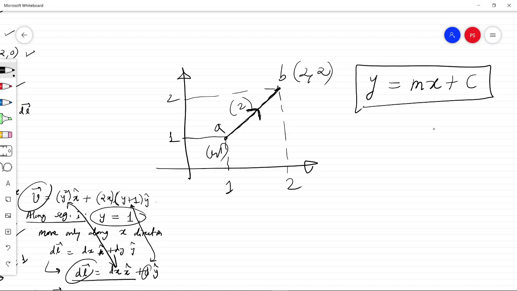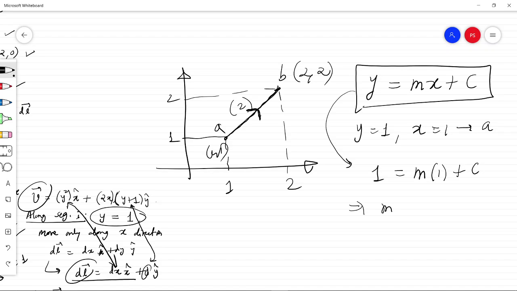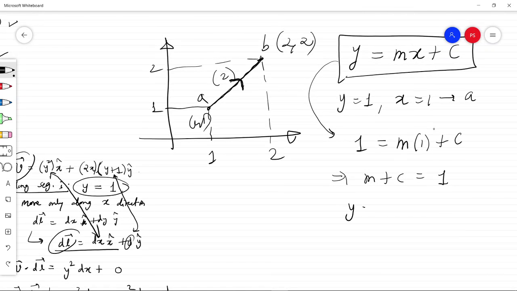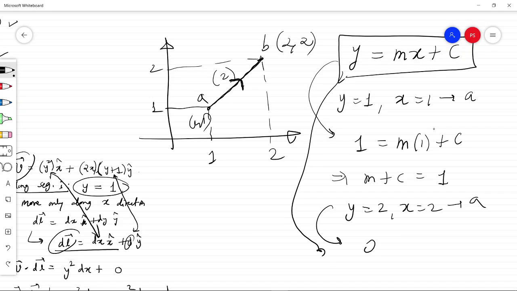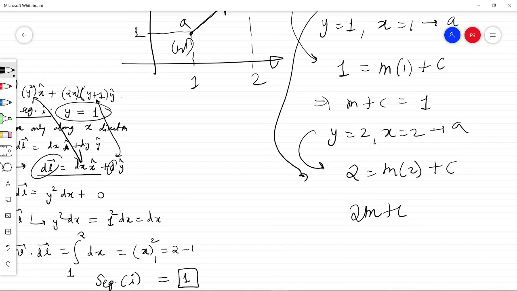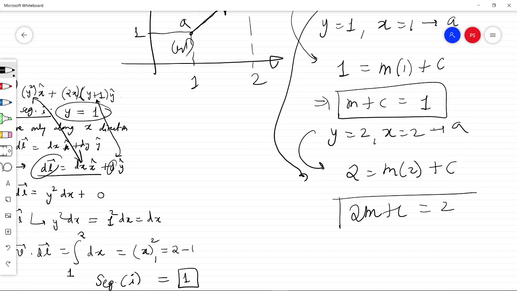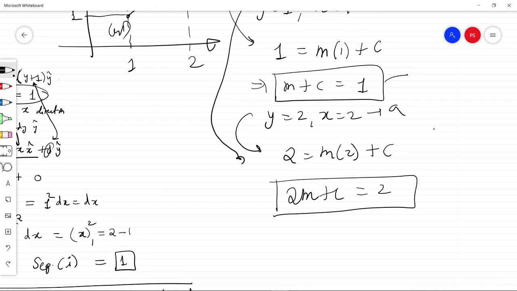Now if we substitute the value y equal to 1, we have x equal to 1, which is point A. So if we use this, 1 is equal to m into 1 plus c. So m plus c is just 1. Now for point B, we have y equal to 2 and x equal to 2. So if we use this here, we have 2 equal to m into 2 plus c. That is, 2m plus c is equal to 2. Now if we solve these two equations, we just multiply this by 2 to get 2m plus 2c is equal to 2.